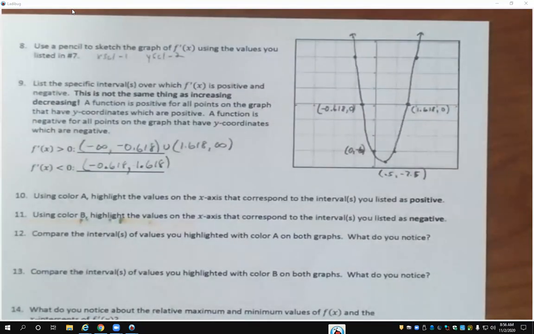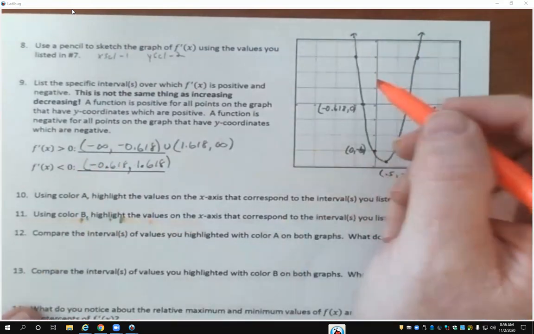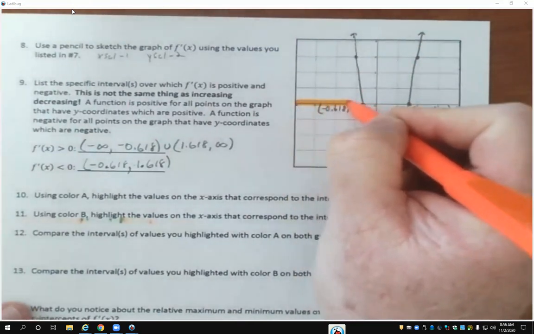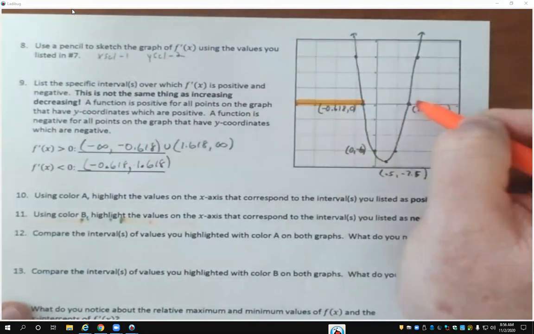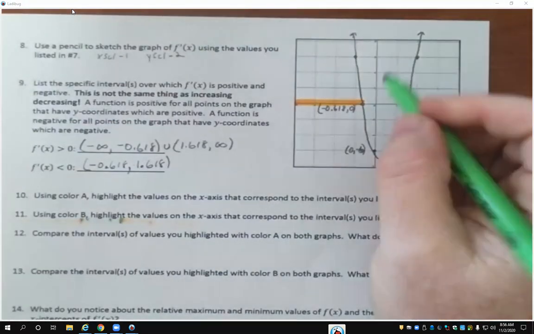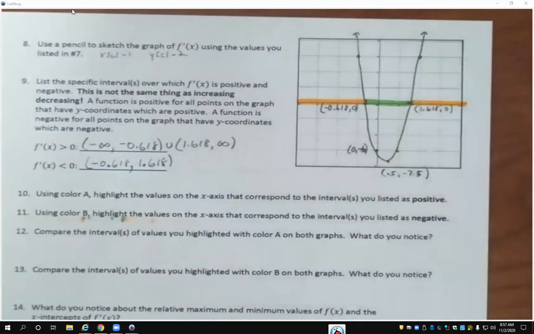All right, the last two things we're going to do here, using color A, highlight the values on the x-axis that correspond to the intervals you listed as positive. So we are positive from negative infinity to negative 0.618, and we are positive from 1.618 to infinity. And we are negative from negative 0.618 to 1.618.